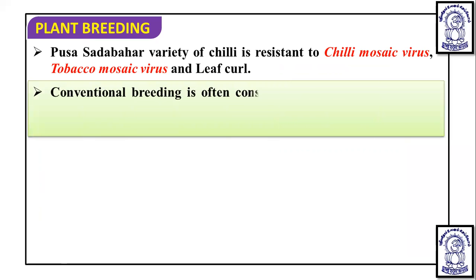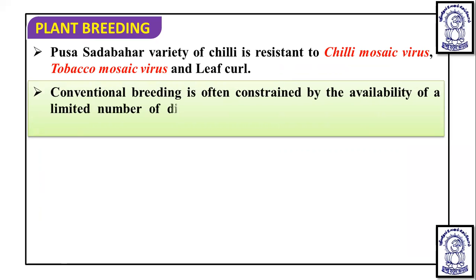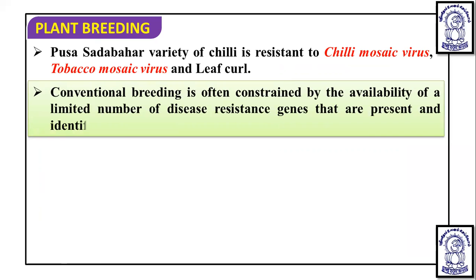Now, conventional breeding is often constrained by the availability of a limited number of disease resistant genes. In conventional breeding we can get only a limited number of disease resistant genes that are present and identified in various crop varieties and wild relatives. These genes are limited.